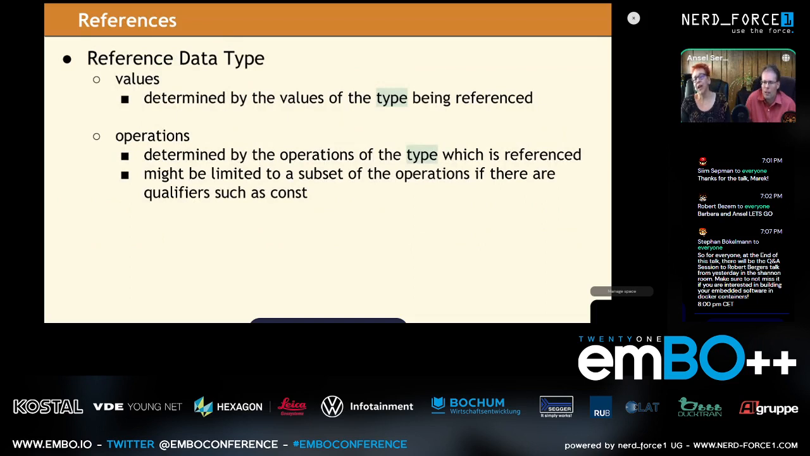So it gets a little more complicated now when we're talking about the reference data type. Again, values and operations. The values of a reference data type actually depend on the value of the data type that we're referencing. And the same goes with the operations. The operations that will be possible on those values depend on what we are referencing. Some of the operations that are available on the underlying type might not be available in the reference if there were qualifiers on the reference, such as a const.